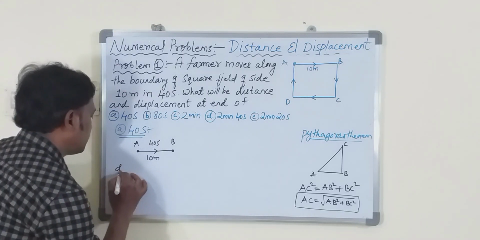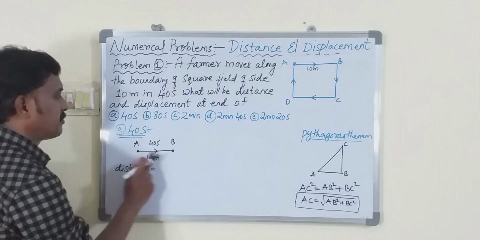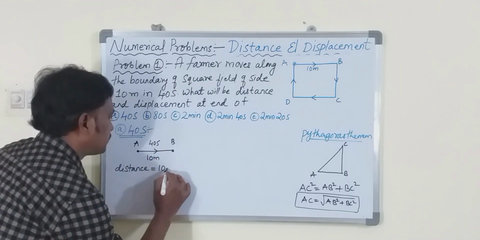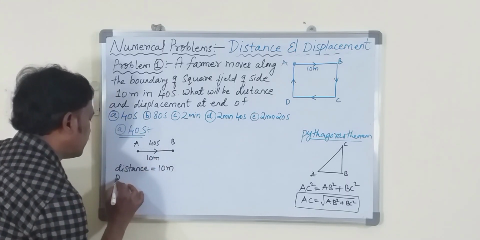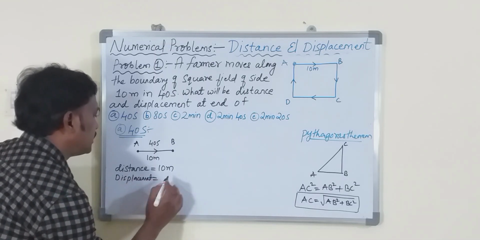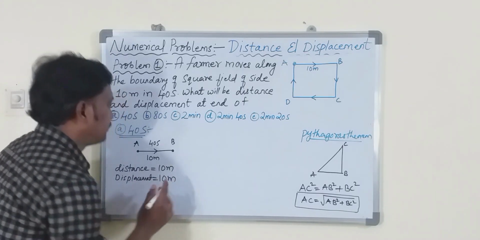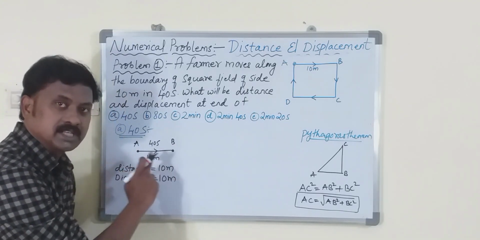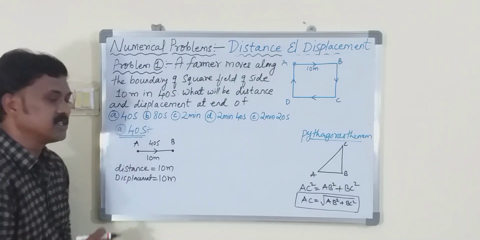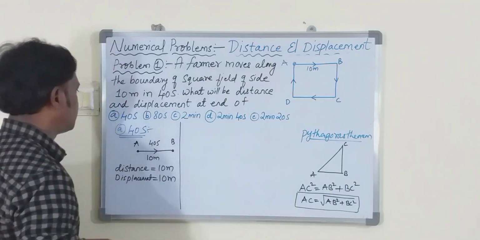So what is the distance here? Distance from here to here is 10 meters. And what is displacement? Displacement is also 10 meters. Why? Because we can see that the body is traveling in a straight line. So here the distance and displacement are both the same. Now let us see the second one, that is 80 seconds.